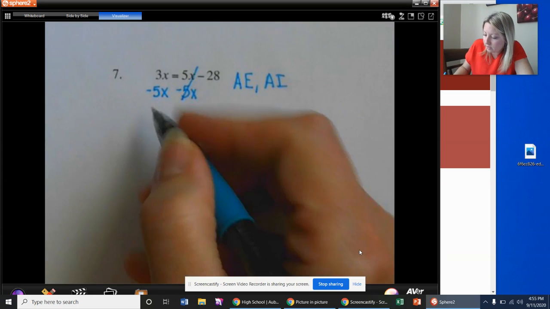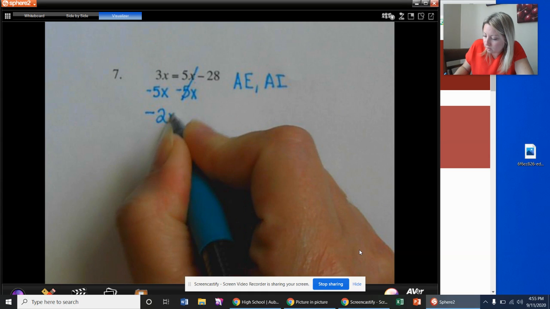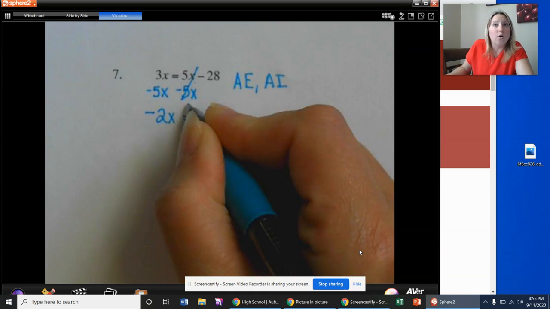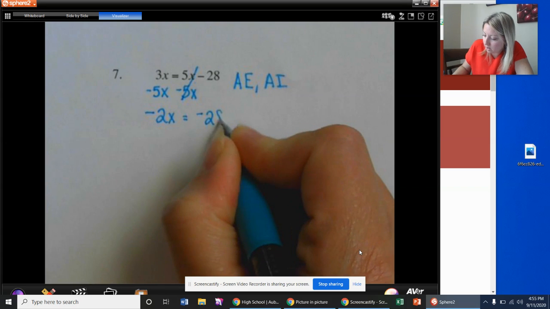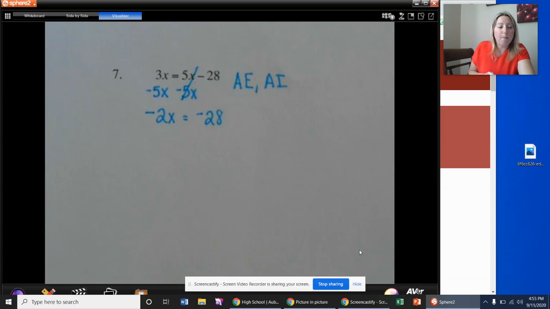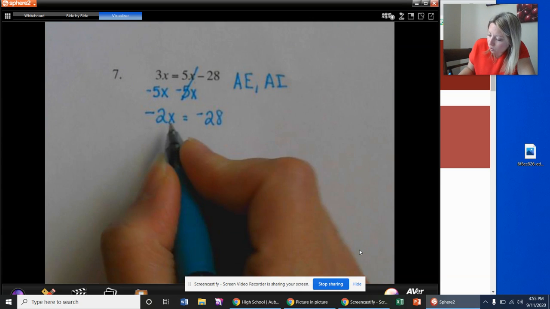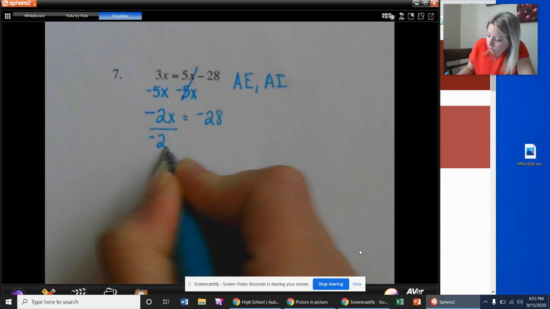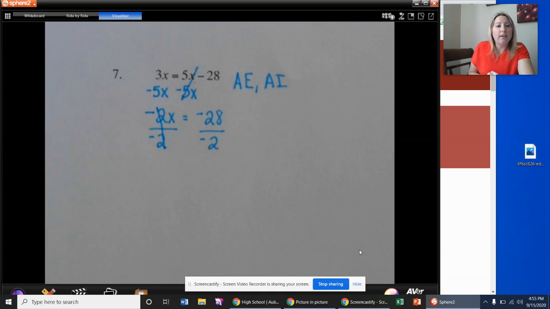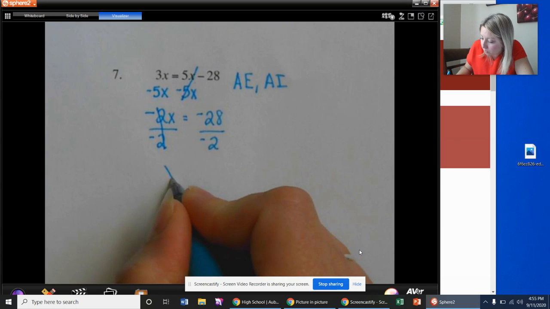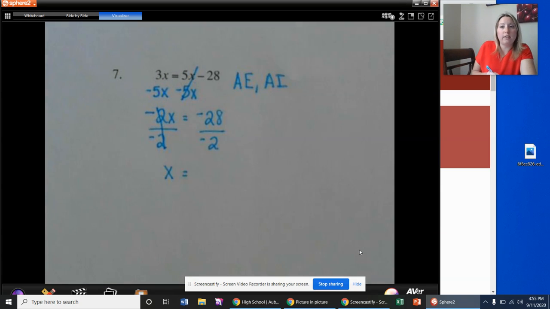3x minus 5x is negative 2x. Bring down your equal sign. Your 5x and negative 5x have, of course, canceled out to 0. And bring down your negative 28, right? All right, so next, how is the negative 2 attached to the x? By multiplication. What is the opposite of multiplying by negative 2? Dividing by negative 2, right? Negative 2 divided by itself is 1x, which is what I want, just an x left.